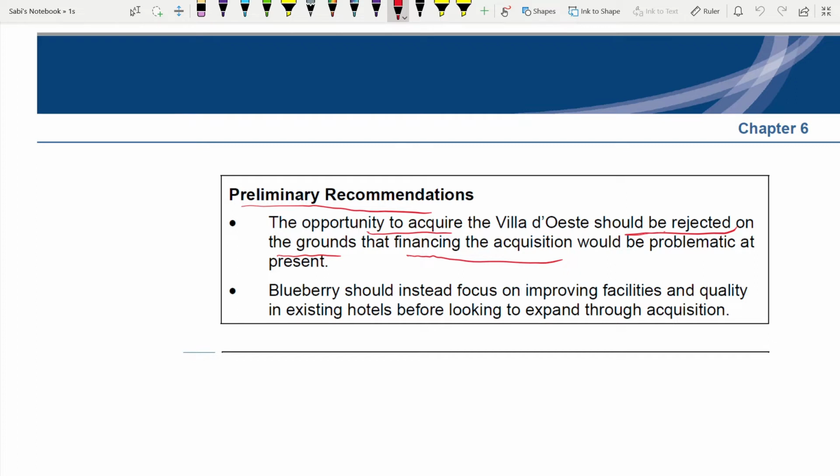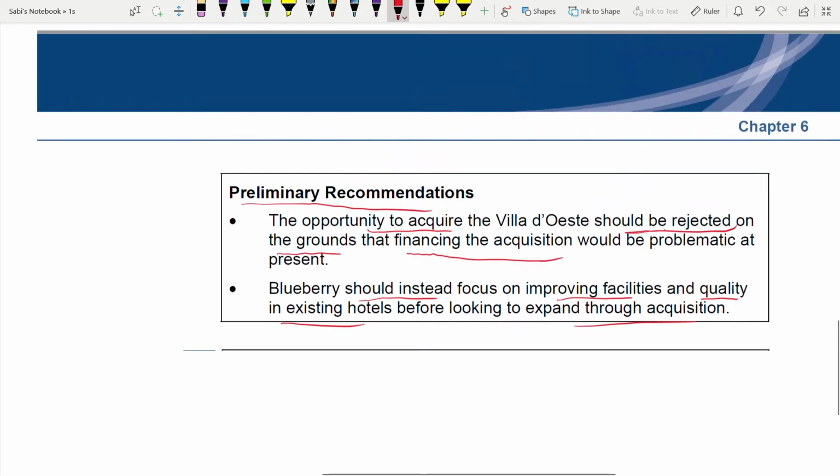And second, Blueberry should instead focus on what? On improving facilities and quality in the existing hotels before looking to expand through acquisition. They're having issues in their facilities, in their quality, in the existing hotels. How can they go and expand? Before they expand, they have to improve on these areas and make it work so that customers are satisfied throughout, not variable. Variabilities are not there. Okay. So that's it for test understanding 1.